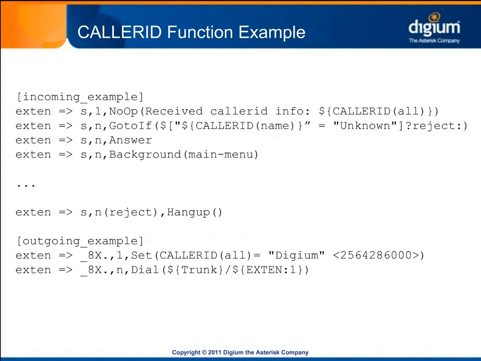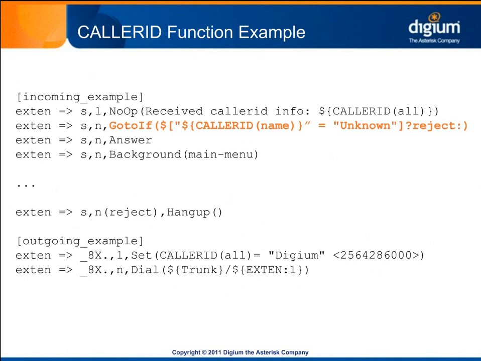One of the most popular and useful functions is the CALLERID function. It can be used to get or set the name, number, and various other data related to the caller ID. The all argument is shorthand for getting or setting both the name and the number at the same time. We can use this function, along with the strategies demonstrated earlier in this chapter, to route incoming calls differently based on the caller ID present in the call. In this example, we automatically hang up calls where the caller ID name is unknown.